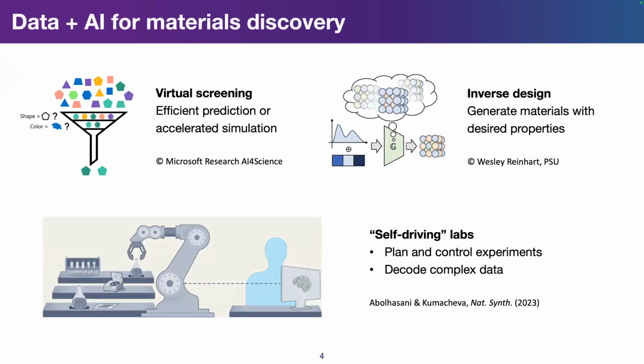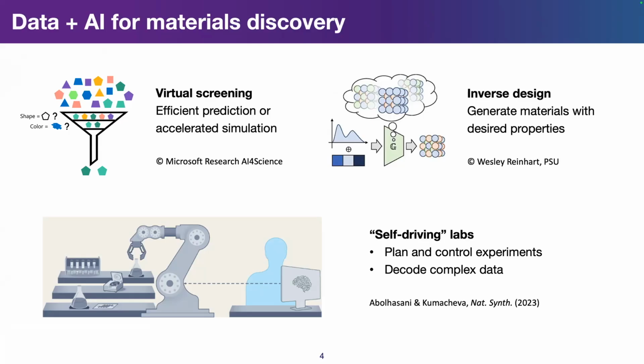So there have already been many ways that AI is being used for materials. Here I show some typical approaches. For example, AI could be an efficient predictor or could accelerate simulation to assist in so-called virtual screening. That's finding the good candidates within a large space. Or inversely, we could use generative AI to directly get the material with our desired property, called inverse design. AI is also deeply integrated into experiments. It can help plan the experiments, control them, and analyze and decode the complex data. So these bring forward something called self-driving labs.